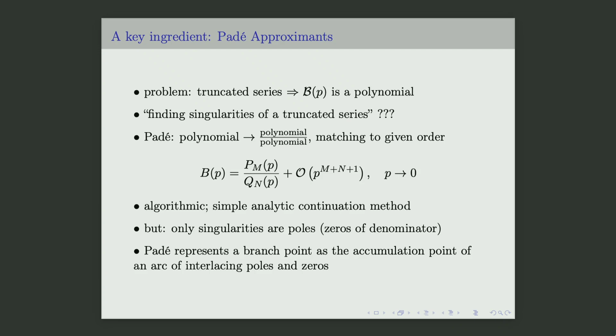It's algorithmic, it's very simple, but since it's a ratio of polynomials, the only possible singularities Padé can produce are poles, obviously. A lot of physical problems have cuts, have branch points and cuts. So how does Padé handle that? Padé will produce an accumulating set of interlaced poles and zeros that accumulate, in the limit that n is very large, towards a branch point that's a real singularity. That's what Padé does experimentally, and I'll show you in a minute why it does that.